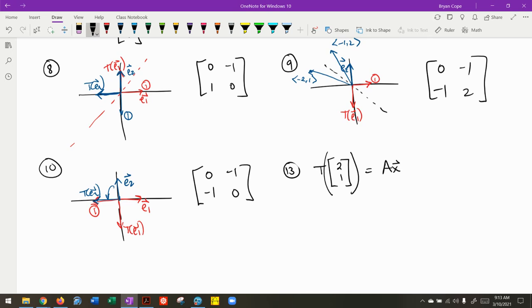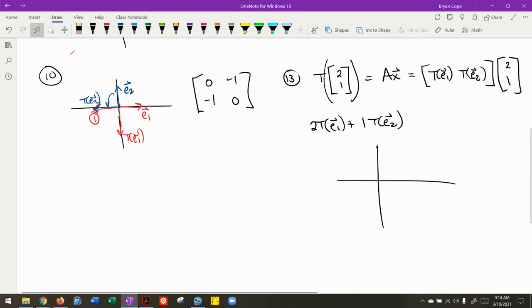Remember what the function T is, how it operates. T is done by matrix multiplication. So A contains T of e1 and T of e2. Remember, we build A by knowing where the unit vectors go, and we're applying the vector (2, 1) to that, which means in effect we're taking 2 copies of T of e1 and 1 copy of T of e2. So all we have to do is draw that in our sketch.